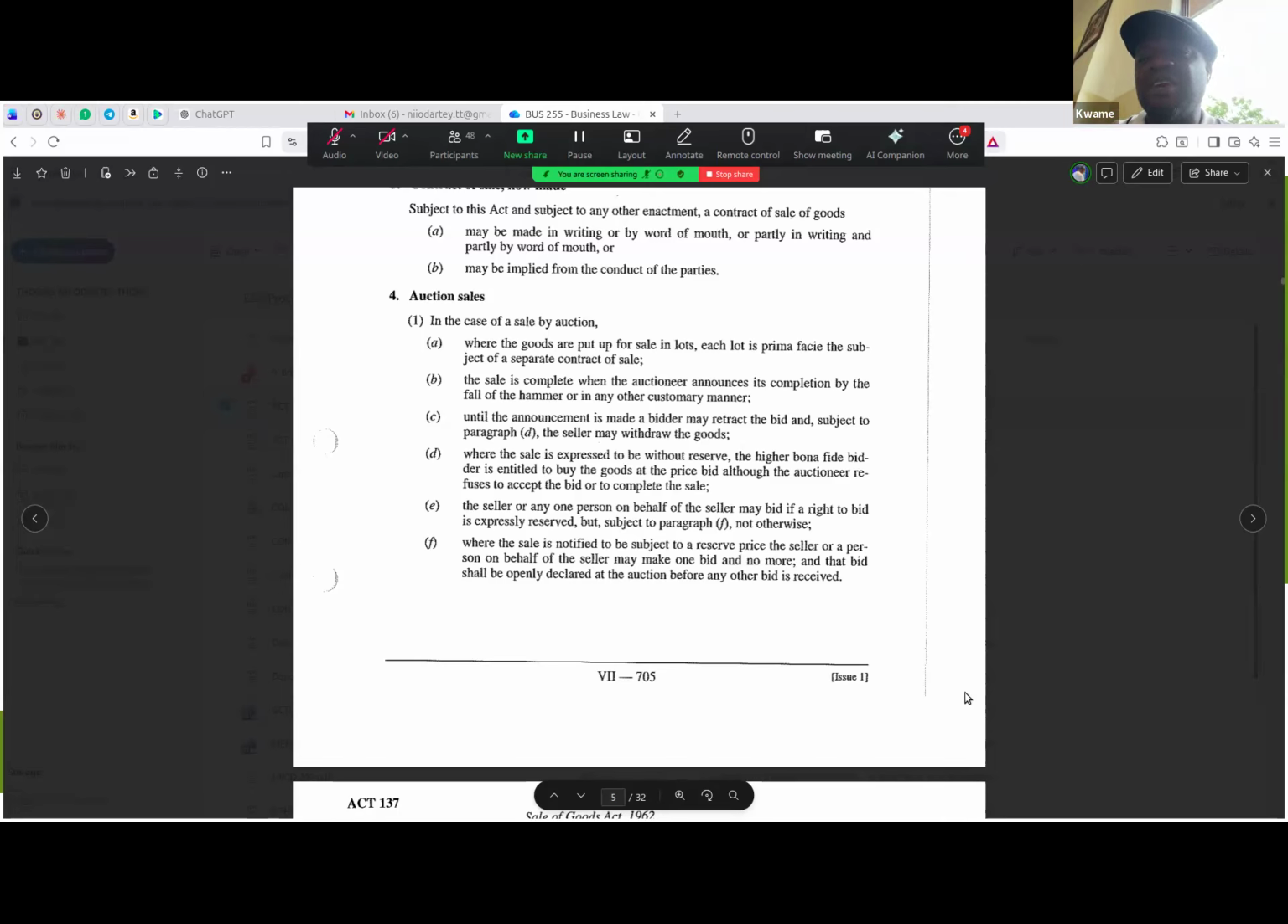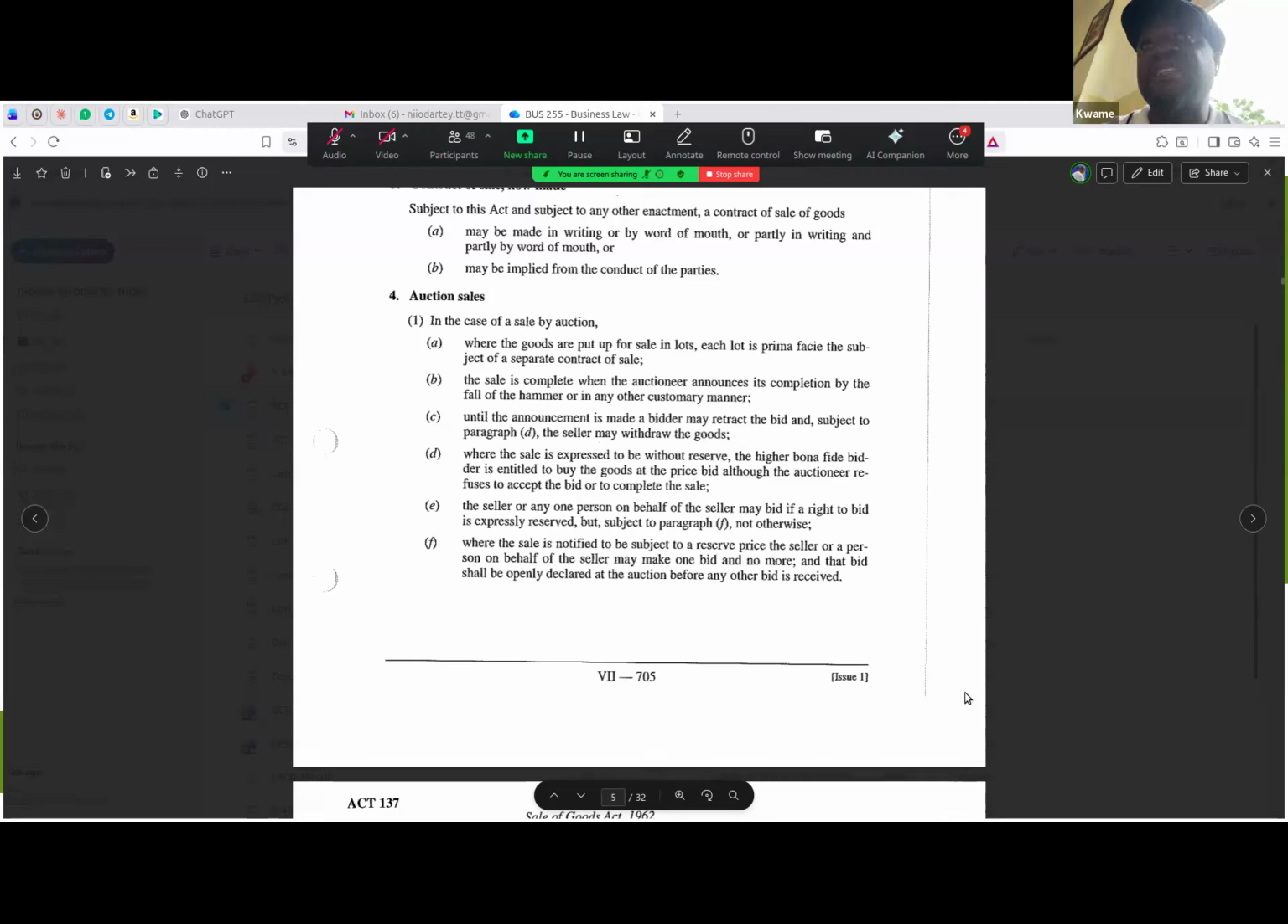Now, until that is done, he can also retract. He can say that they have stayed the auction, which means that the auction is closed or halted or suspended, however you want to say it.